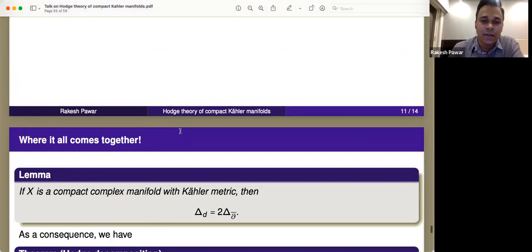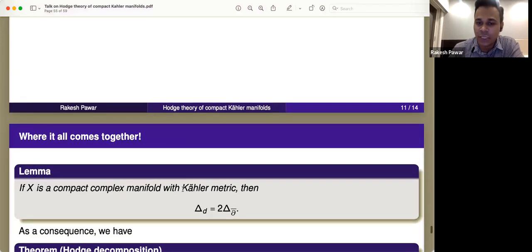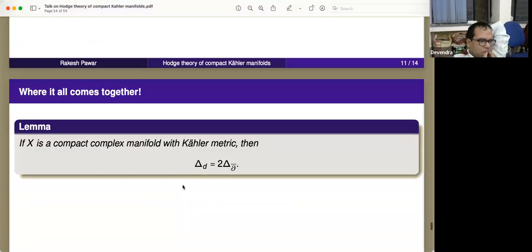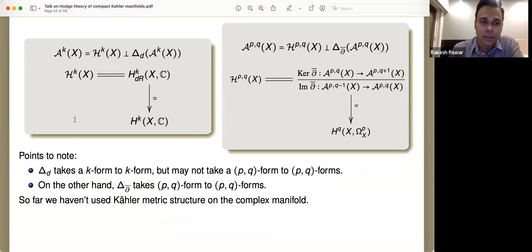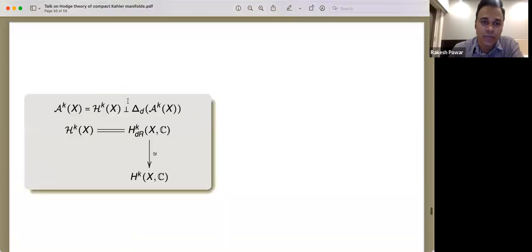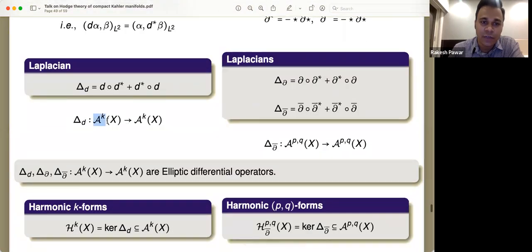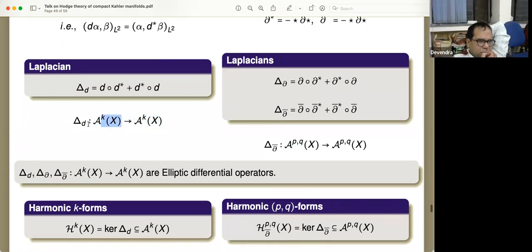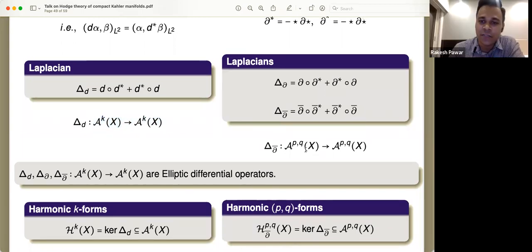So the point is that before this, without the Kähler metric assumption, what can go wrong is that you have these two differential forms, let me go back a bit, from A^k(X). So there is this Δ_d, and this A^{p,q} is a subspace of this. Now what can go wrong is that if I take a differential form of type (p,q) sitting inside this and evaluate Δ_d on it, I may not get a (p,q) form. It will go in some other degree, other type.